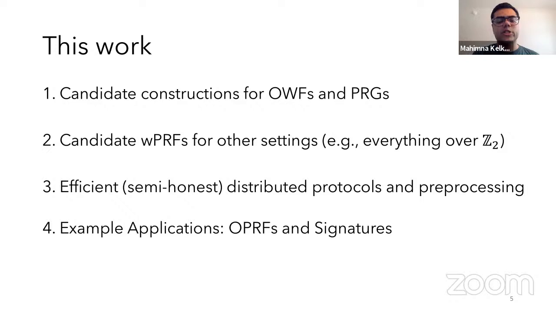So our work continues the exploration of designing new candidates in this alternating moduli paradigm. While Bonnet et al. only considered PRFs, we asked whether we can construct candidates for other primitives like one-way functions and PRGs. So we also present a candidate weak PRF where all of the key, input, and output are over Z2. And for all of our candidates, we perform substantial cryptanalysis and use that to inform our parameter choices. And later we'll give efficient distributed protocols in several different settings with semi-honest parties. And finally, we talk about some applications for OPRFs and signatures.